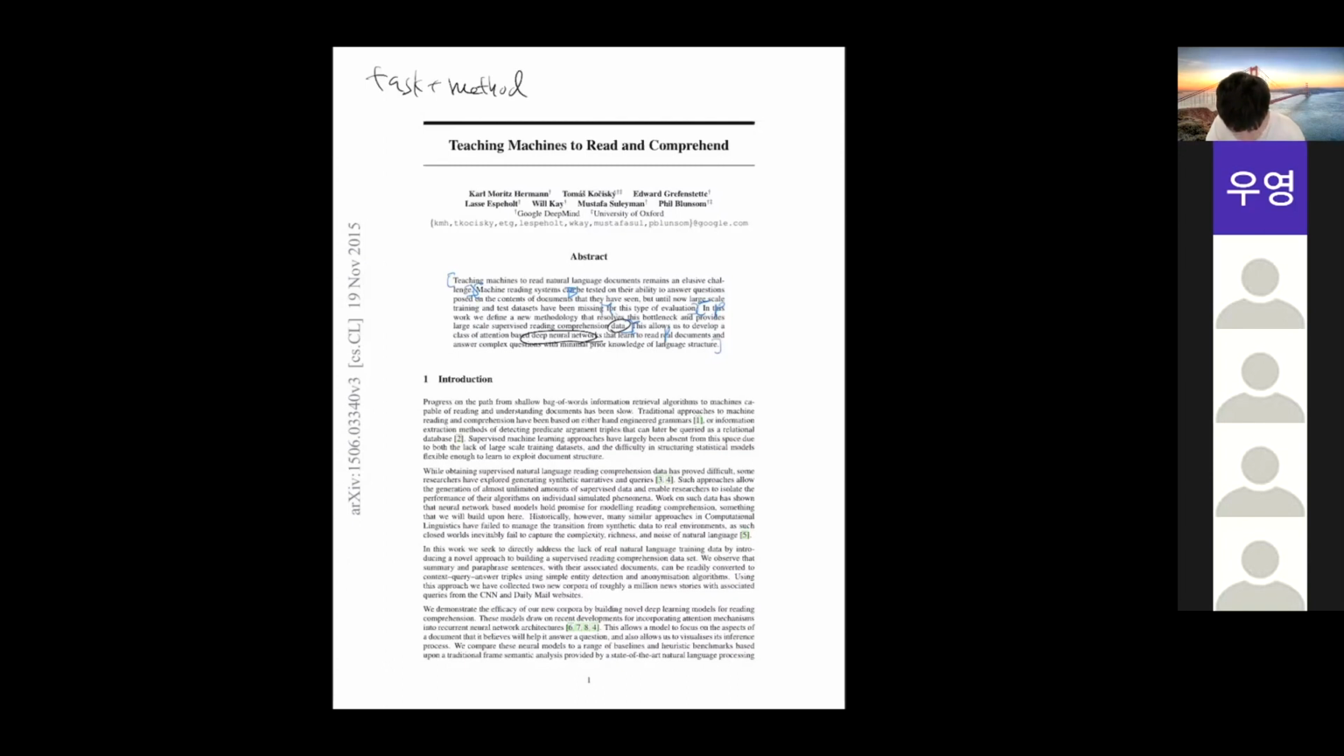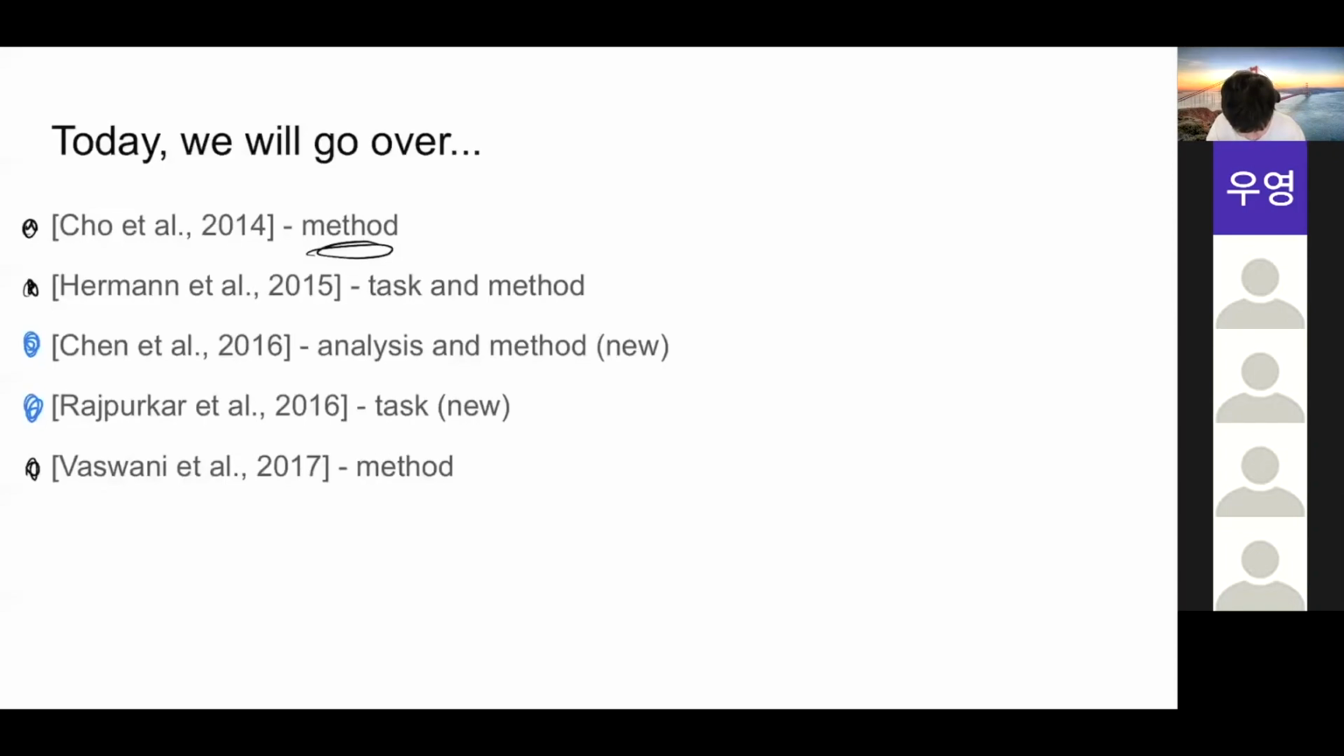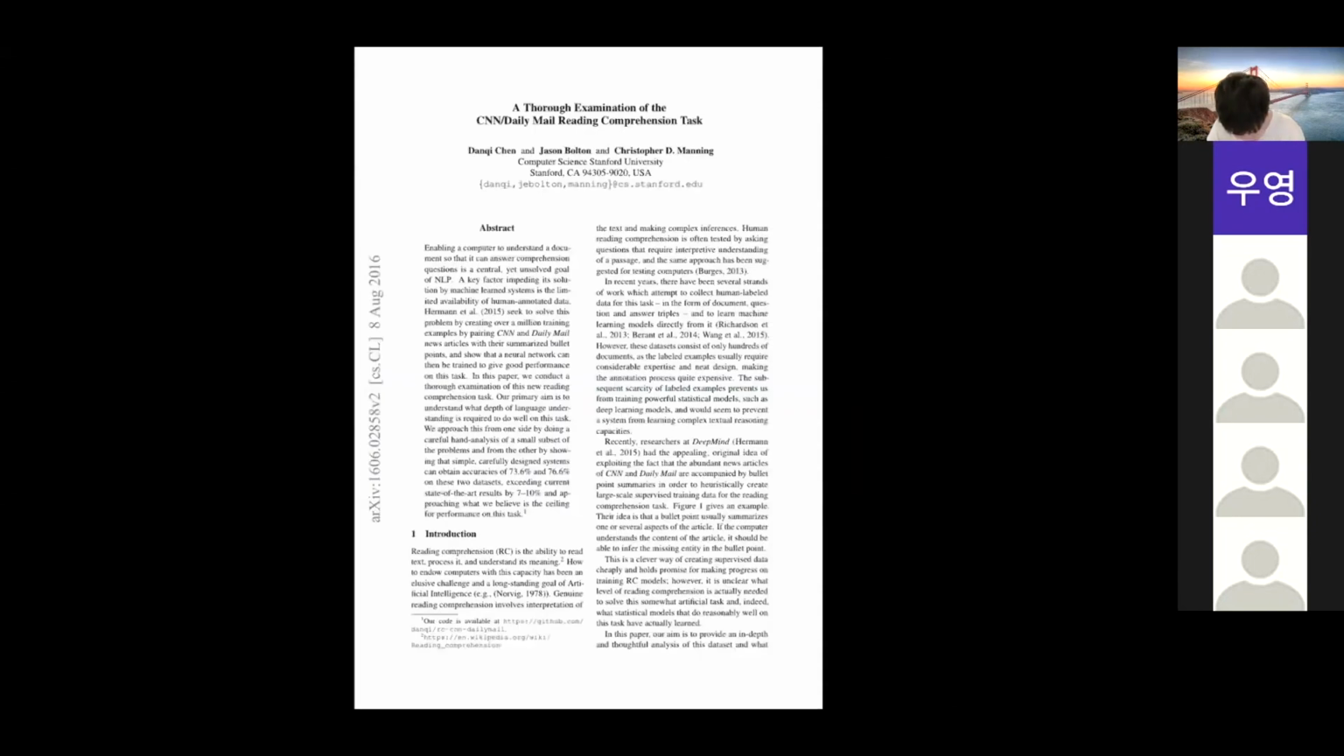All right. But we can do similar things on the introduction too. How about the third paper, Chen et al.? We haven't discussed this paper in this class, but let's take a look. So the title reads, A Thorough Examination of the CNN/Daily Mail Reading Comprehension Task. It says, enabling a computer to understand a document so that it can answer comprehension questions is a central yet unsolved goal of NLP. This is background, right?